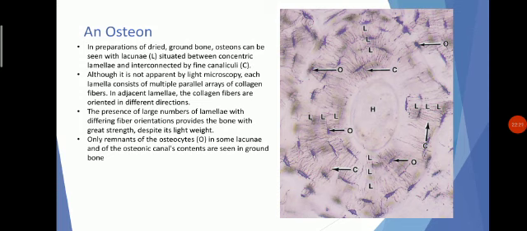Although it is not apparent by light microscopy, each lamella consists of multiple parallel arrays of collagen fibers. In adjacent lamellae, the collagen fibers are oriented in different directions. The presence of large numbers of lamellae with differing fiber orientation provides the bone with great strength despite its light weight. Only remnants of the osteocytes in some lacunae and of the osteonic canal contents are seen in ground bone.